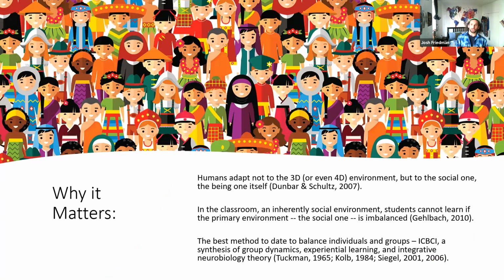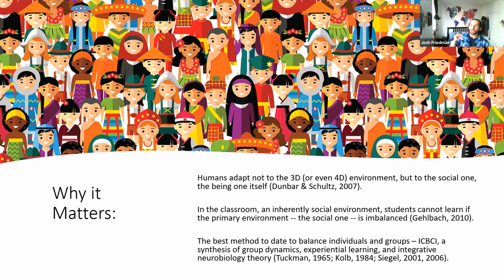So why it matters: humans adapt not to the 3D or even the 4D in time environment, but to the social one, the being one itself, right? We don't have to think about, I need food, I need shelter, I need water. We get all of those things from other people. So how do we adapt to those people down to the classroom level?